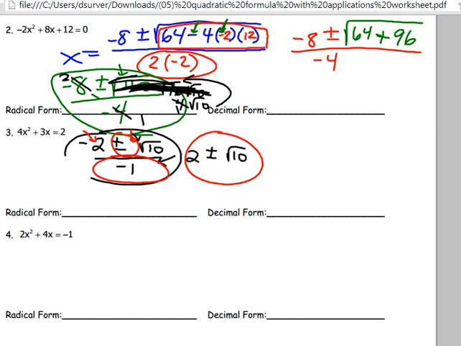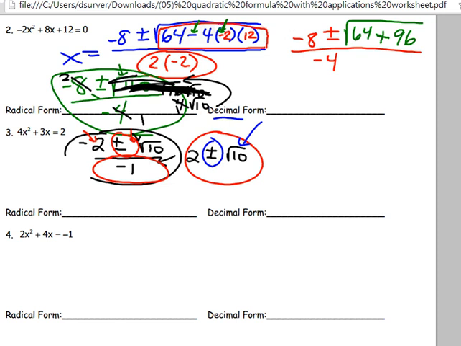Then it says decimal form. Now, if we allow you to use a calculator on the test, all you'd have to do is figure out what the square root of 10 is, and then do 2 plus it, and then do 2 minus the square root of 10. I'm thinking the square root of 10 is probably like 3.2 or something like that. So you just go 2 plus 3.2, and then you go 2 minus 3.2 to get your 2 decimal answers. Okay, that was hard stuff.